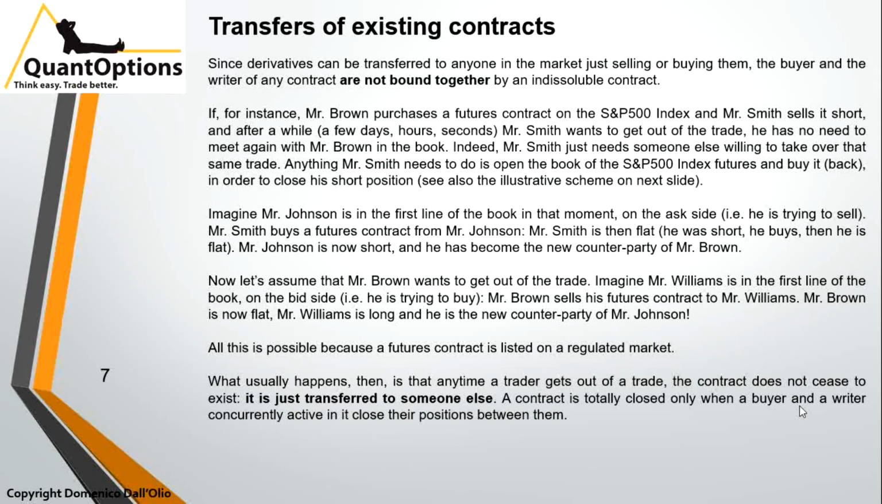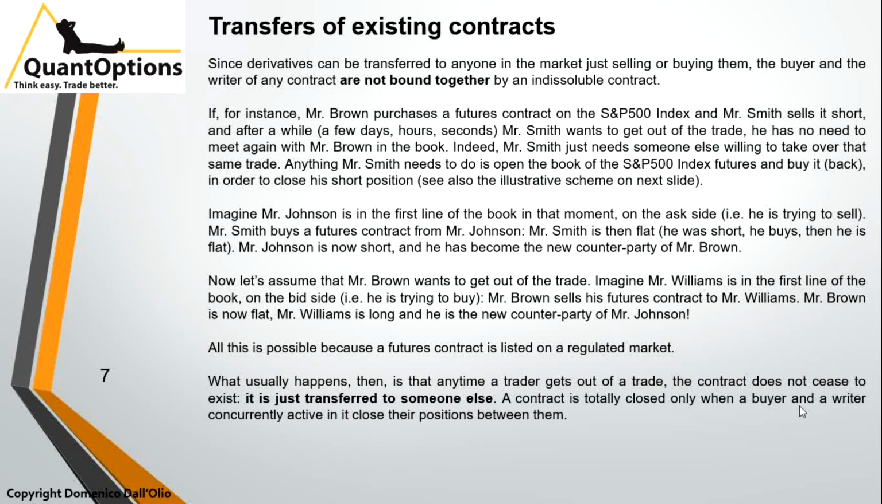Now, let's assume that after a while, Mr. Brown wants to get out of the trade. He is the one on the long side of the contract. Imagine Mr. Williams is in the first line of the book on the bid side. Because Mr. Brown is long, in order to get out, he needs to sell. So he has to look to the bid side of the book. Mr. Brown sells his futures contract to Mr. Williams. So Mr. Brown is now flat, Mr. Williams is long, and he is the new counterparty of Mr. Johnson.